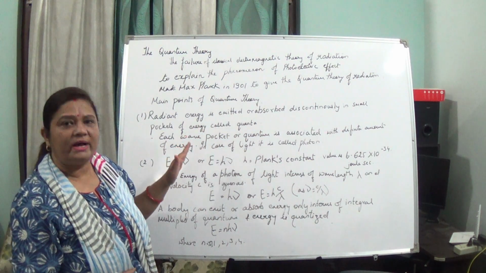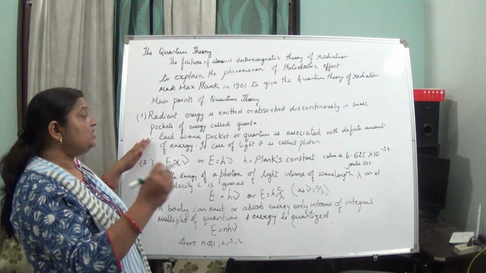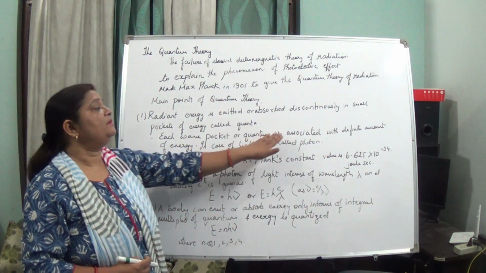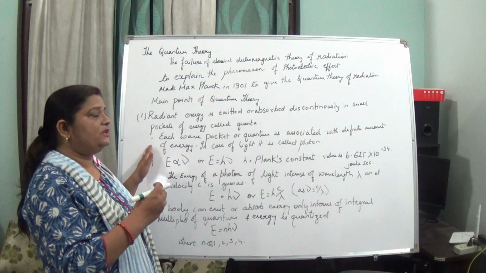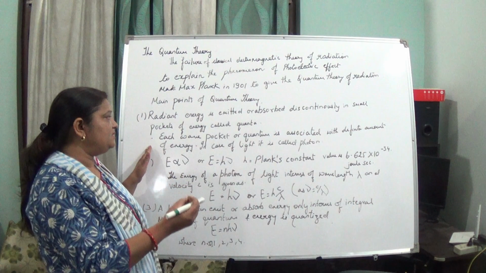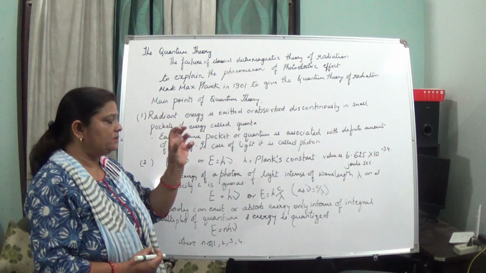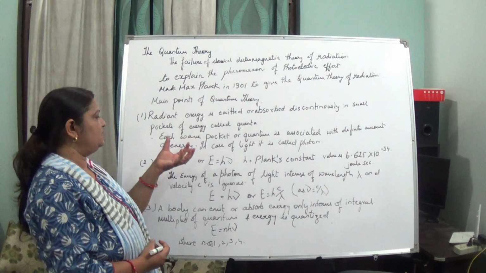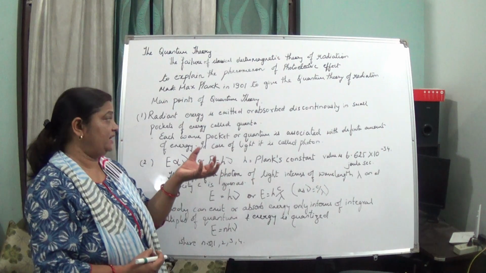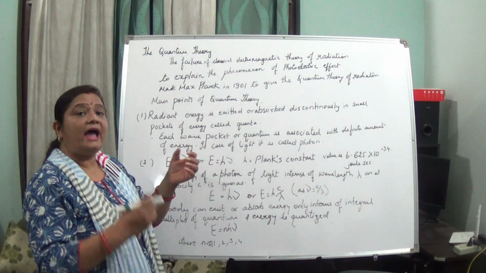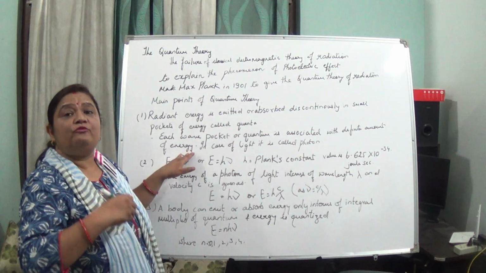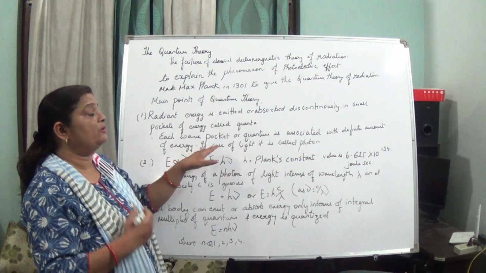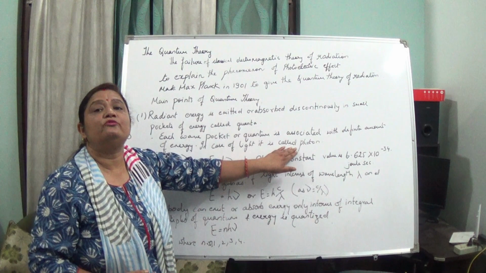known as quanta. Each wave pocket or quantum is associated with a definite amount of energy. So if it is absorbing or emitting in discontinuous pockets, we say that a quantum has a definite amount of energy. And if we are talking about this energy for light, it is known as a photon.